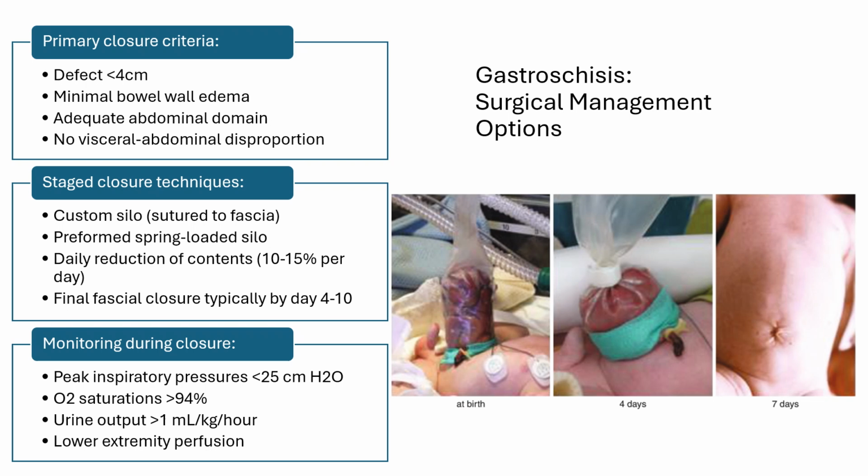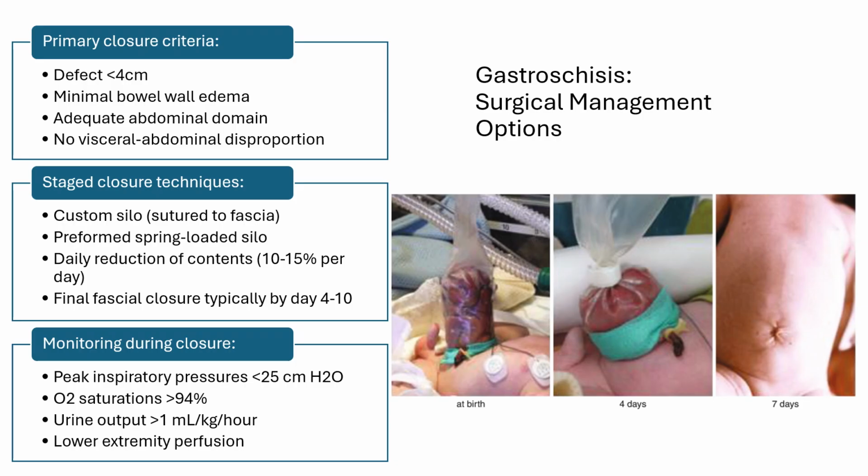When primary closure creates unacceptable risk, staged reduction provides a safer alternative. The silo functions as a temporary containment system that allows gradual reduction. The custom silo requires suturing to the fascial edges, creating secure attachment. The preformed spring-loaded version offers bedside placement convenience.